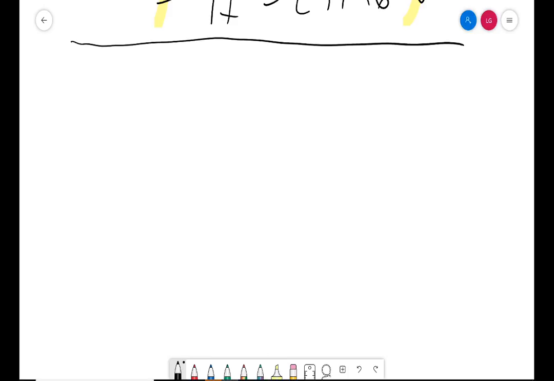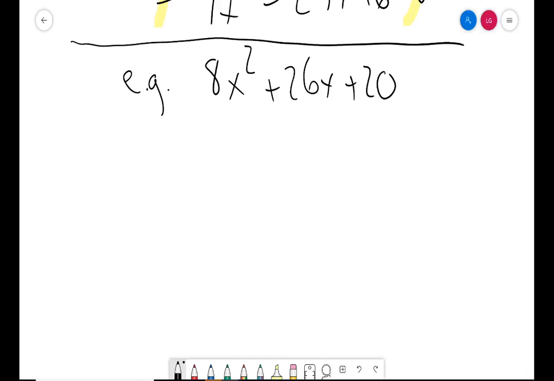Let's pick another good one here. Let's factor this: 8x squared plus 26x plus 20. Immediately, you can start to hopefully see what some of these might look like. Well, it could be like (4x minus 5) times (2x minus 4), because I need 4 times 2 to get 8, and I need 5 times 4 to get 20.